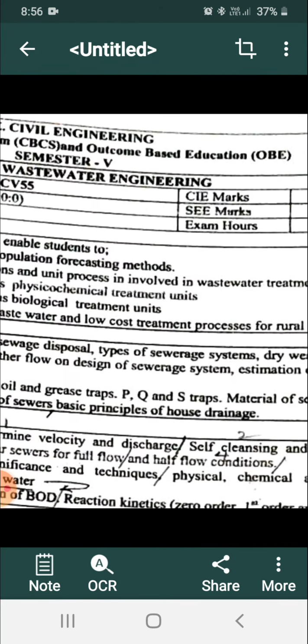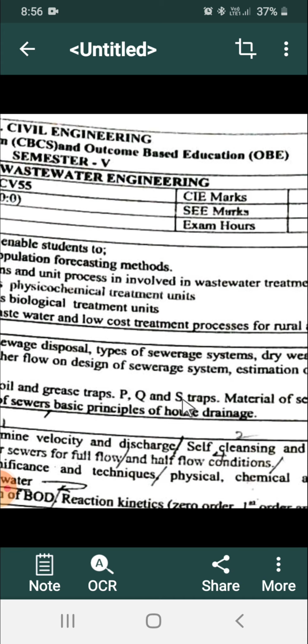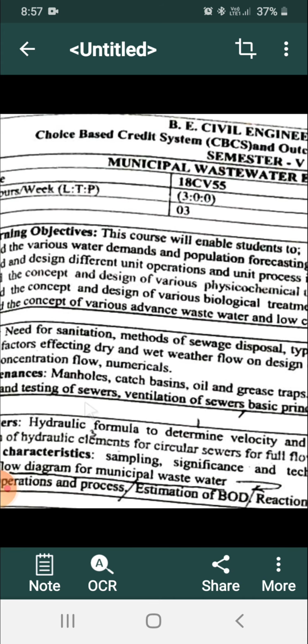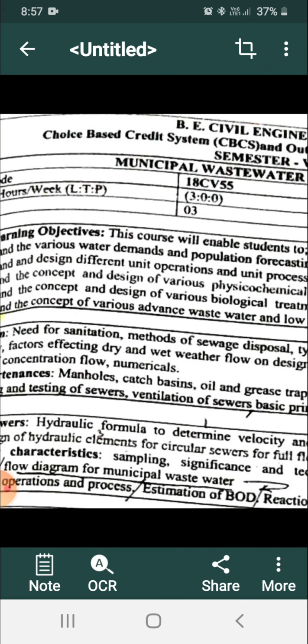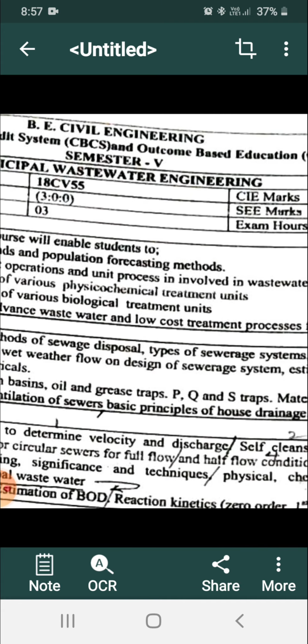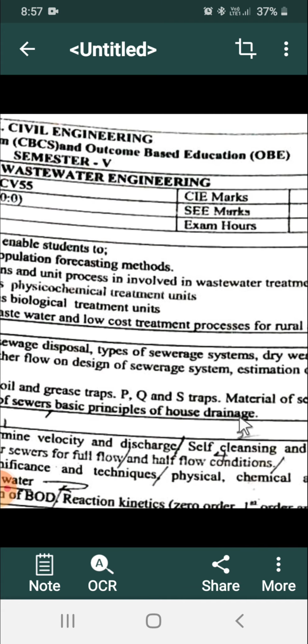PQS traps, and then materials of sewers which are to be used, ventilation of the sewers, laying and testing of sewers, and basic principles of house drainage system. For some of the portions, I will give you notes. This is totally theory. One full question they are going to ask in the examination on this, and another full question on the other part. Please remember it.